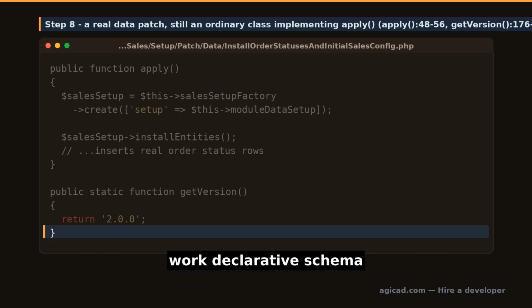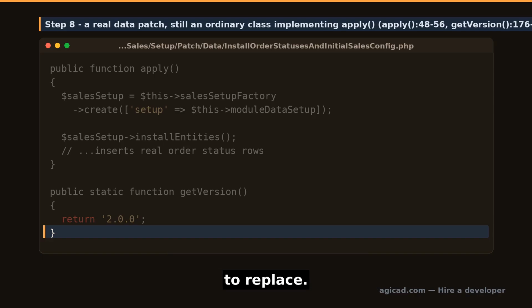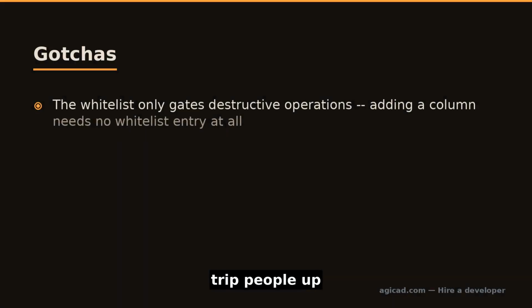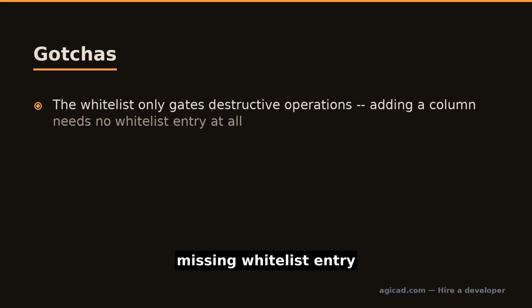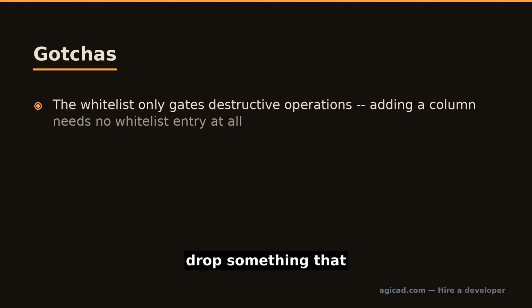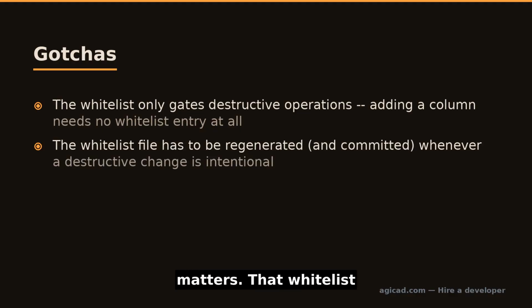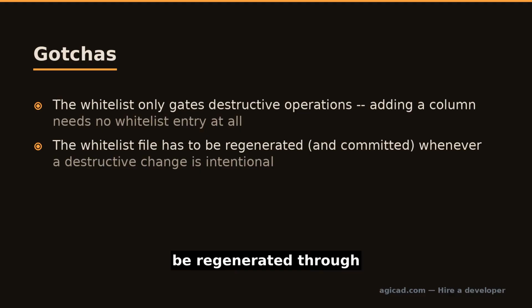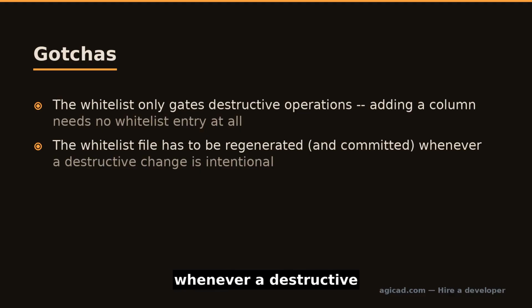A few things trip people up here. The whitelist only gates destructive operations, so a missing whitelist entry for a brand new column does nothing at all. It's only when you try to drop something that the file suddenly matters. That whitelist file has to be regenerated through its own CLI command and committed whenever a destructive change is genuinely intentional, or the change just silently never applies.